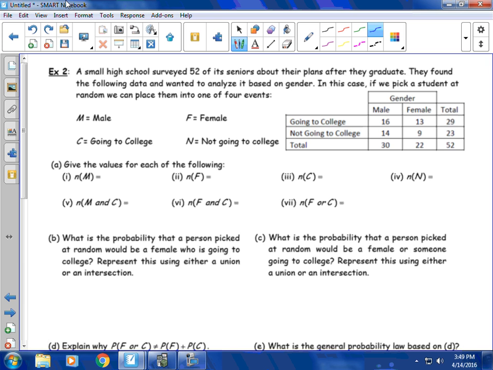Part A just wants you to give the values for each of the following. So when you see N, this means the number of, as opposed to probability of. So NM just means the number of males. If we look at the male column here, the total number of males is 30. NF would be number of females. So look at the female column over here. Total number of females is 22.